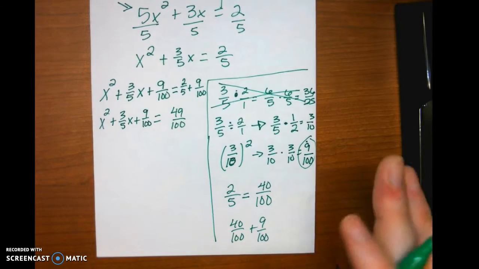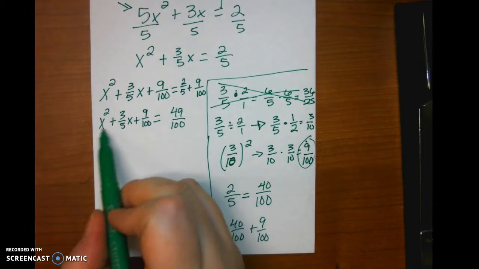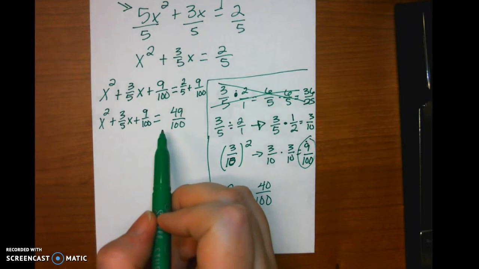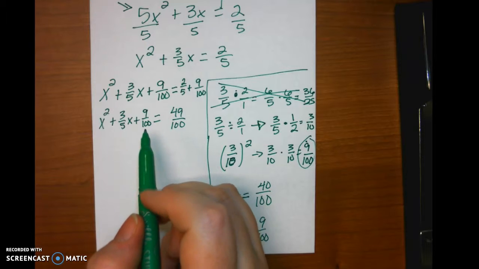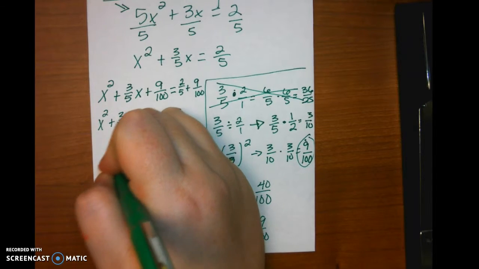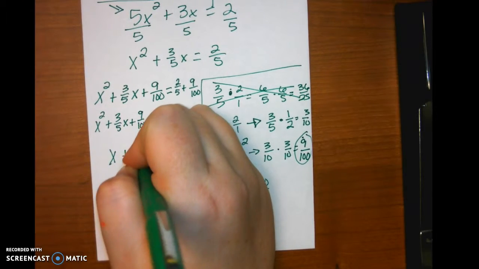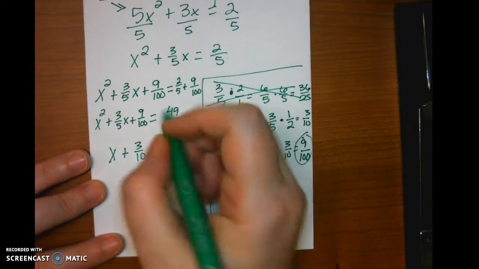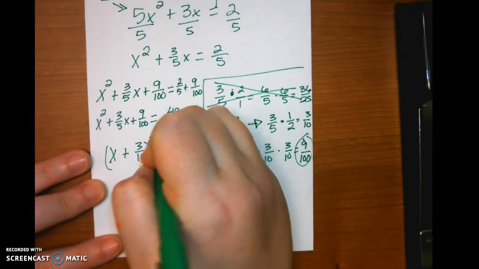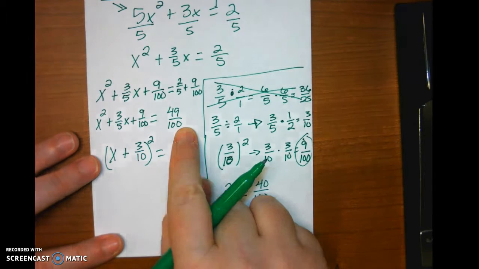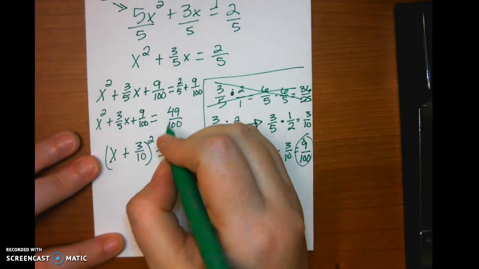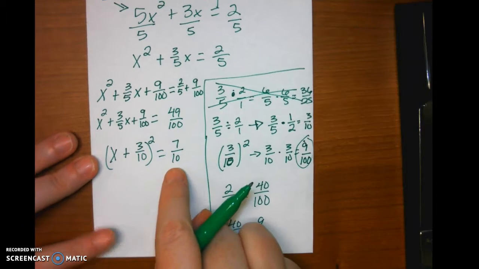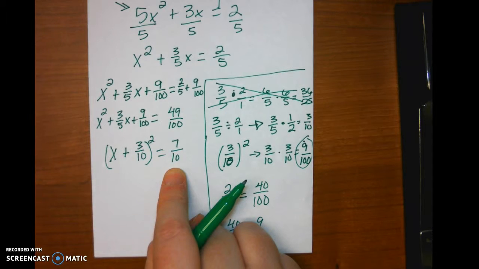Don't freak out. Don't freak out. Okay. This, what times itself is going to give me this monstrous beast? Well, so glad you asked. X plus 3/10. Remember, guys, we squared it over here. So we already know. Don't be silly. Squared equals, oh my goodness, what's going to give me this? Well, the square root of 49 is, yep, that's 7. Good job. And square root of 100 is, that's good, that's 10. I think I picked this problem on purpose, don't you? Yes.